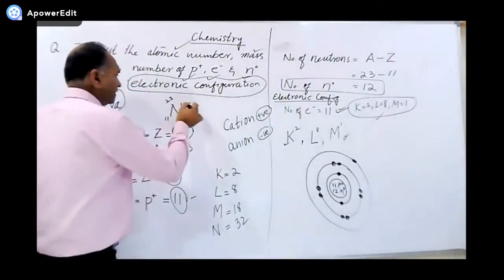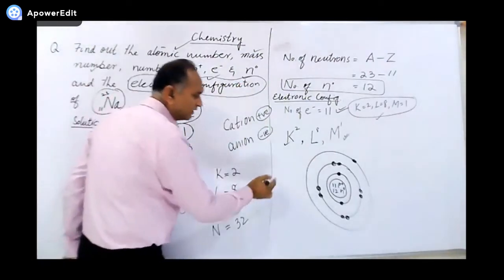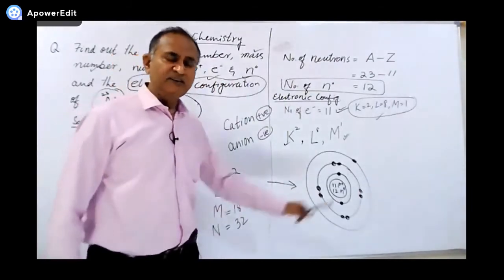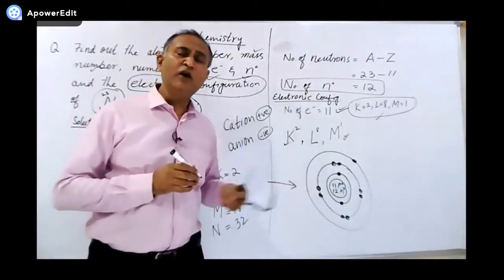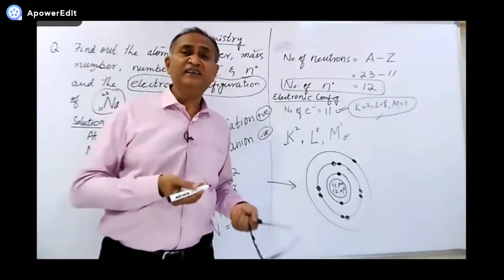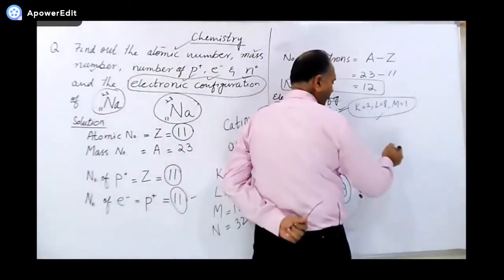From this symbol, we have done all of this and we can summarize over here. It's the summary of all of this discussion. It is telling you how many electrons are here. It is telling you how many protons, neutrons, and how the electrons are arranged in various shells. So for your practice, you can do by yourself.